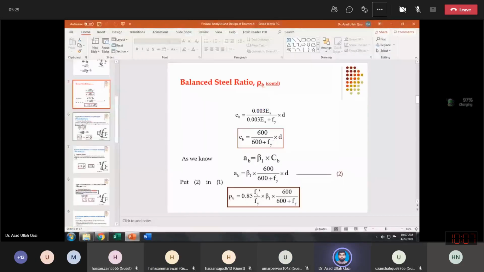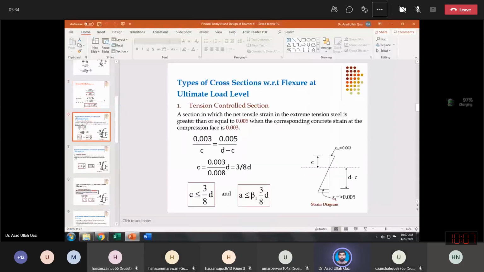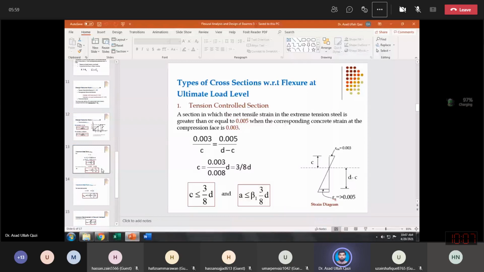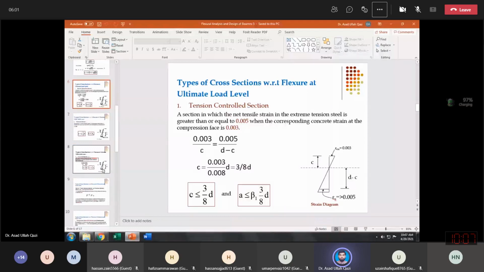So section B, we have completed discussion on balance steel ratio, and with other sections I have also completed the discussion on remaining slides, and I can share videos. Today's lecture I will also record and it will be uploaded, so few slides are left in today's lecture, and then we can discuss the next presentation on how to design the cross section.